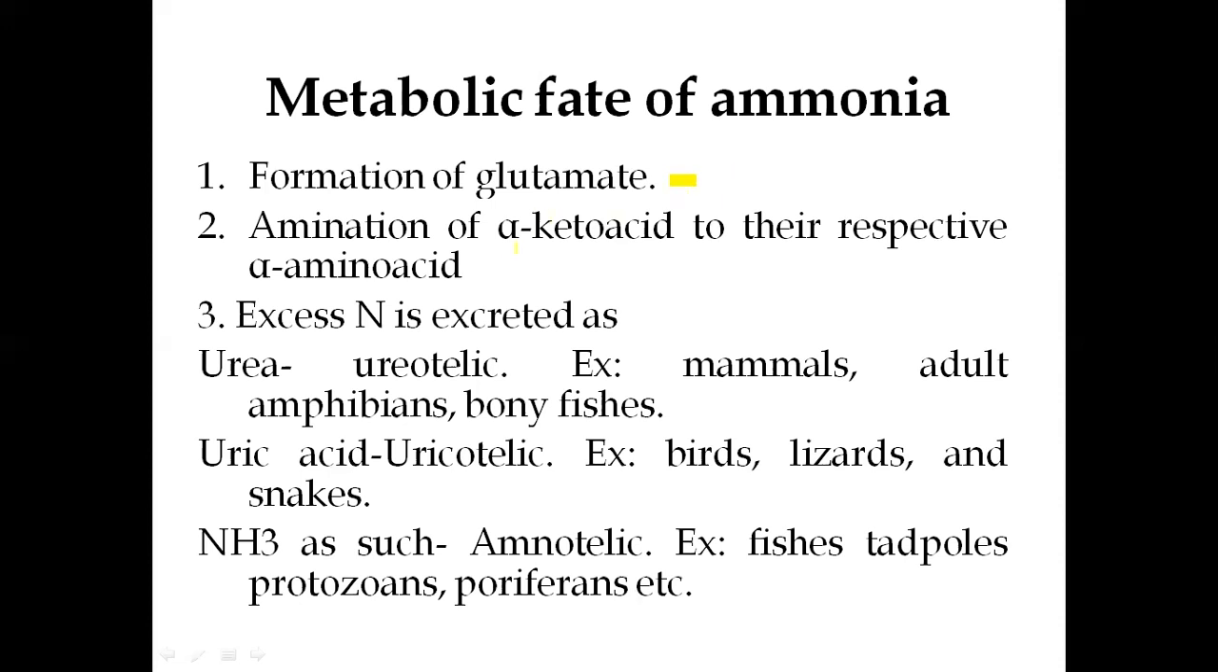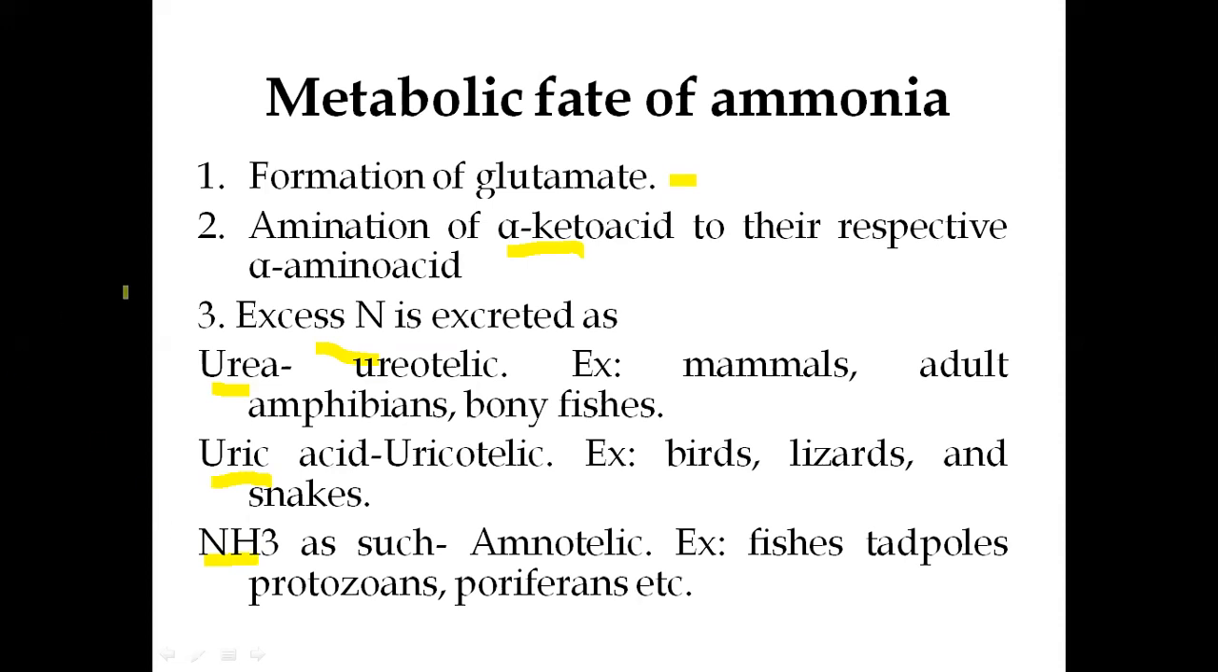And another fate could be the amination of alpha keto acid to their respective alpha amino acid. So any alpha keto acid combined with NH3 will be converted into its respective alpha amino acid. So these two are the types of removal of NH3 from the body. The majority of the nitrogen that is removed from the amino acid will be excreted either as urea, or as uric acid, or as ammonia, NH3 as such.